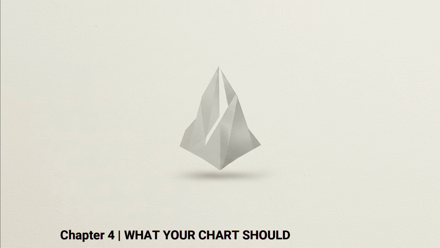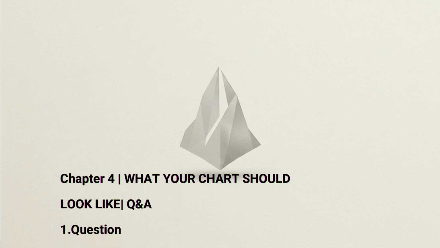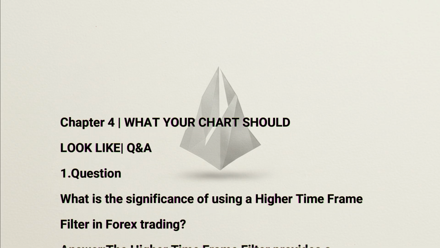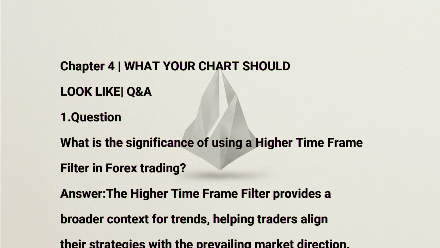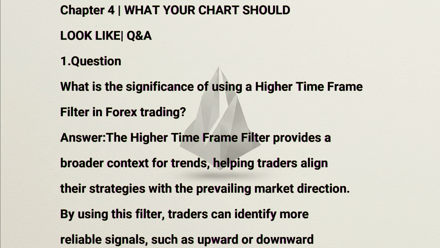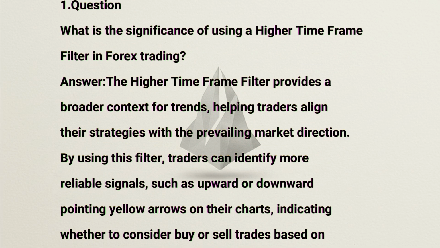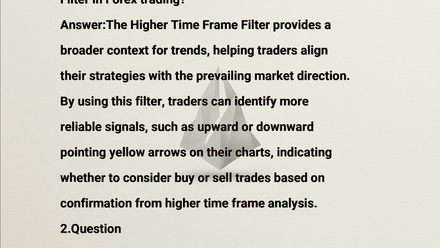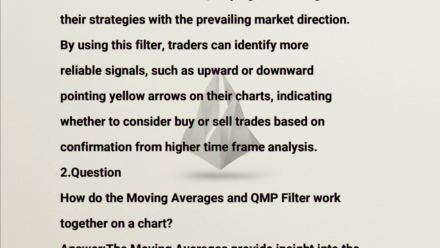Chapter 4: what your chart should look like. Q&A 1. Question: what is the significance of using a higher time frame filter in Forex trading? Answer: the higher time frame filter provides a broader context for trends, helping traders align their strategies with the prevailing market direction. By using this filter, traders can identify more reliable signals, such as upward or downward pointing yellow arrows on their charts indicating whether to consider buy or sell trades based on confirmation from higher time frame analysis.